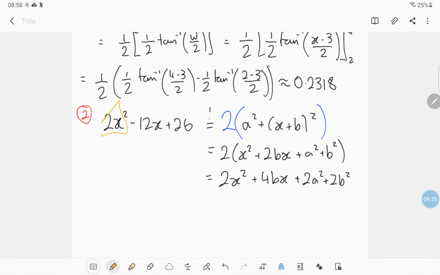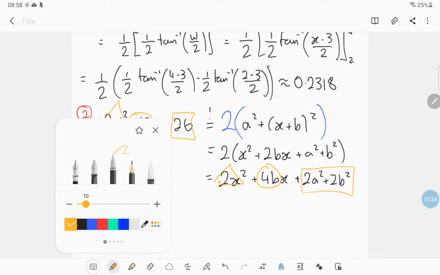And now you will want the x squareds to match up, and they do. You'll want the x's to match up, and notice you'll get b equal to... I'm a bit confused now. Oh, you get b equal to minus 3. Oh, that's the same as last time, yeah. And then 26, you'll get the same thing as well. So that's the second option.